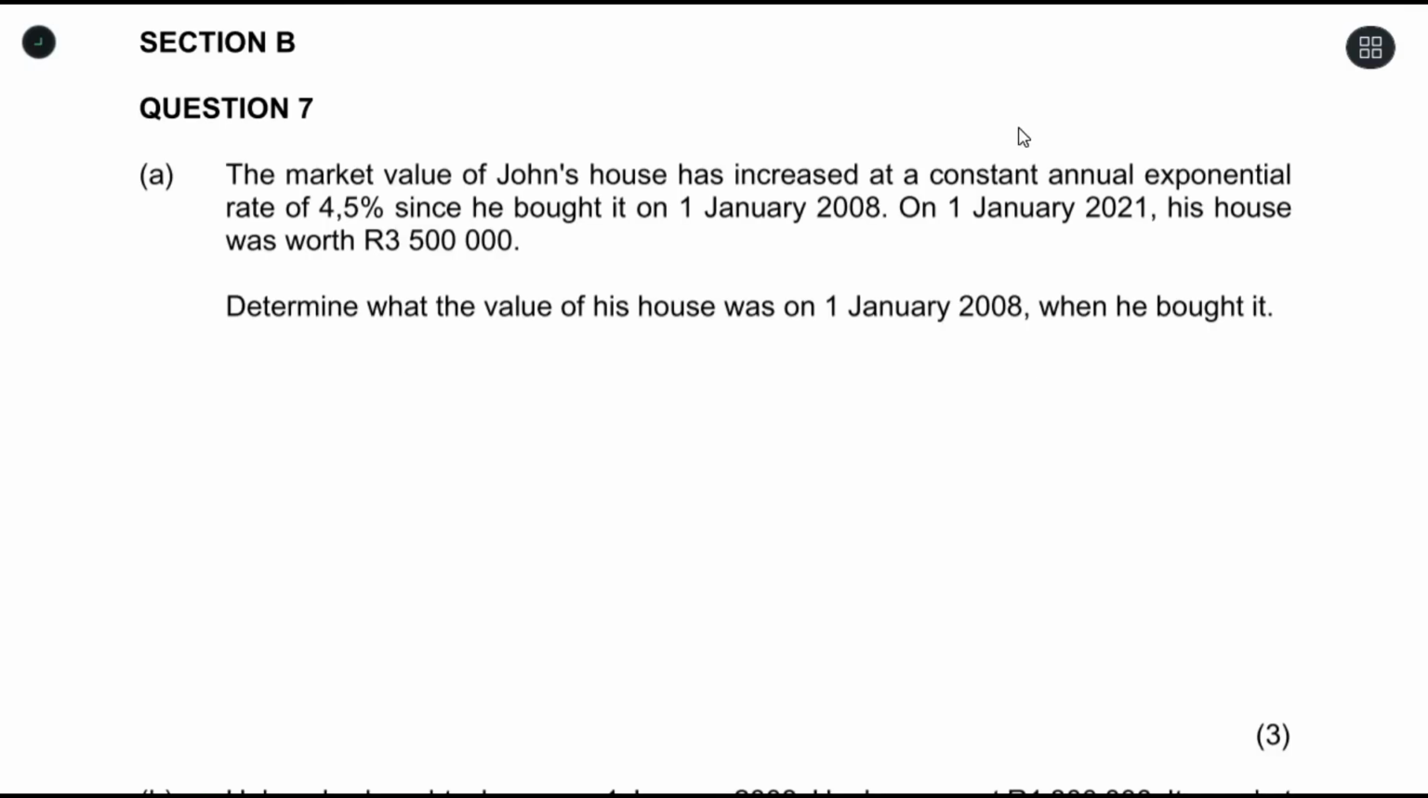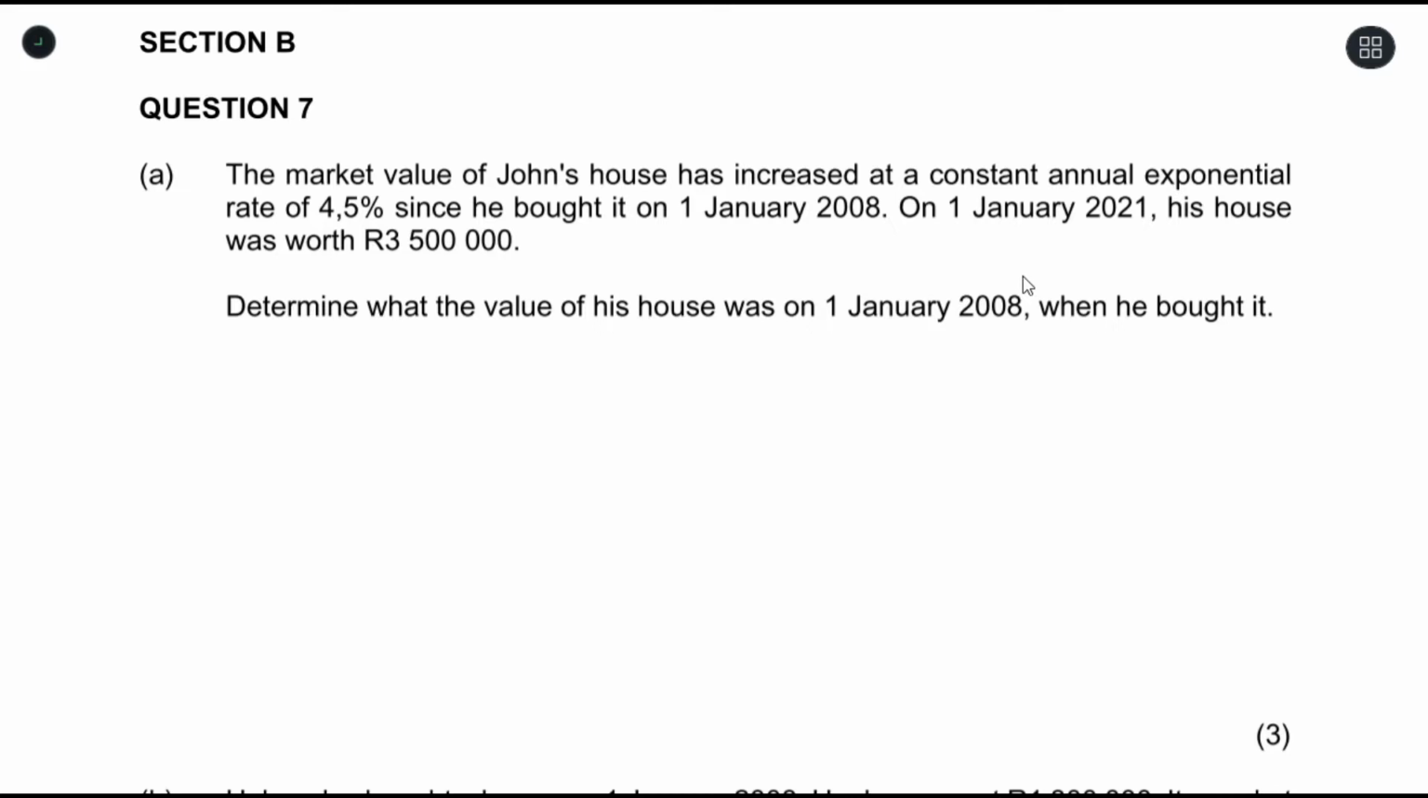Question 7 says the market value of John's house has increased at a constant annual exponential rate of 4.5% since he bought it on 1st January 2008. On 1st January 2021, his house was worth 3.5 million. Determine what the value of his house was on 1st January 2008 when he bought it.